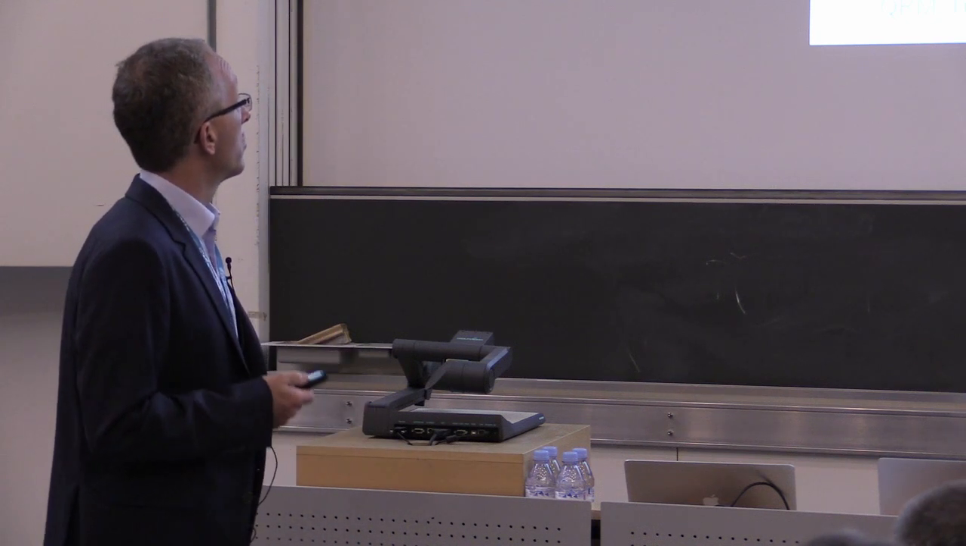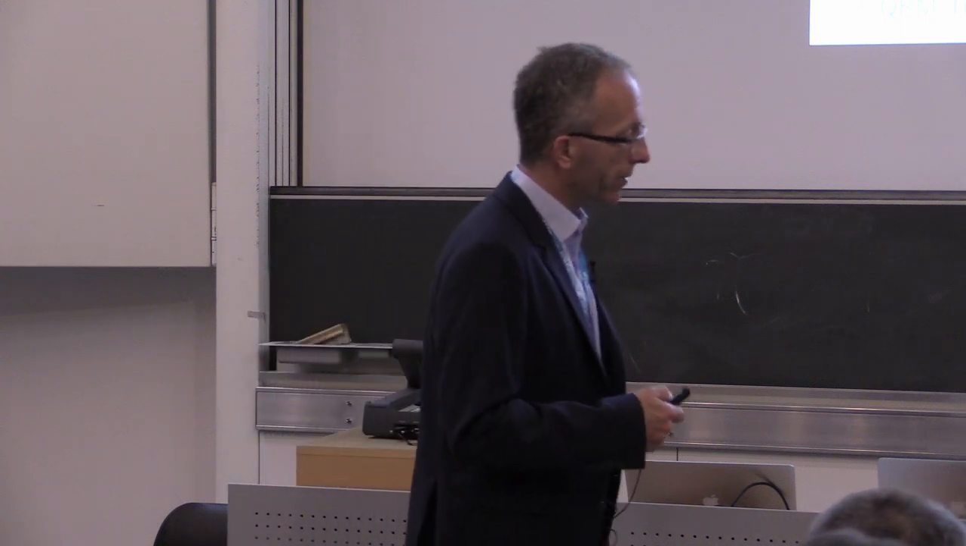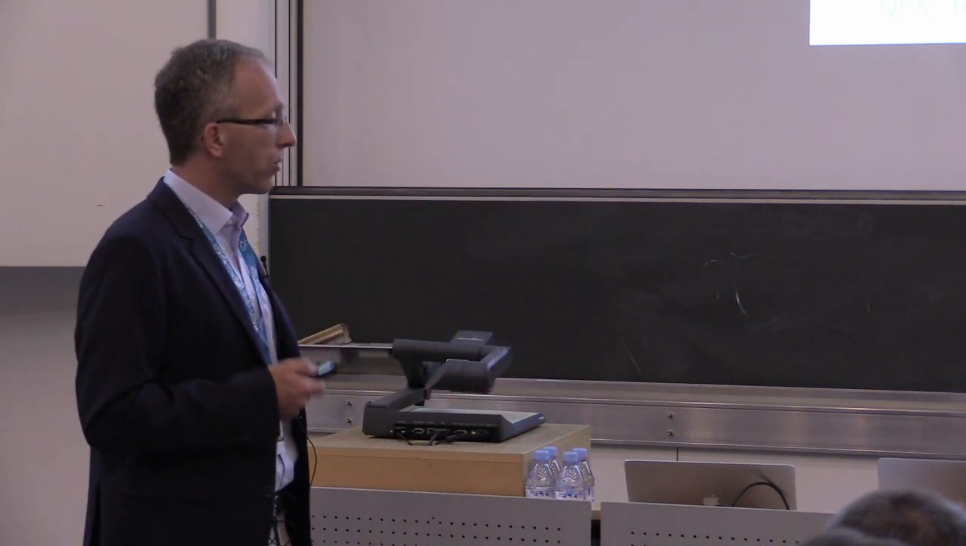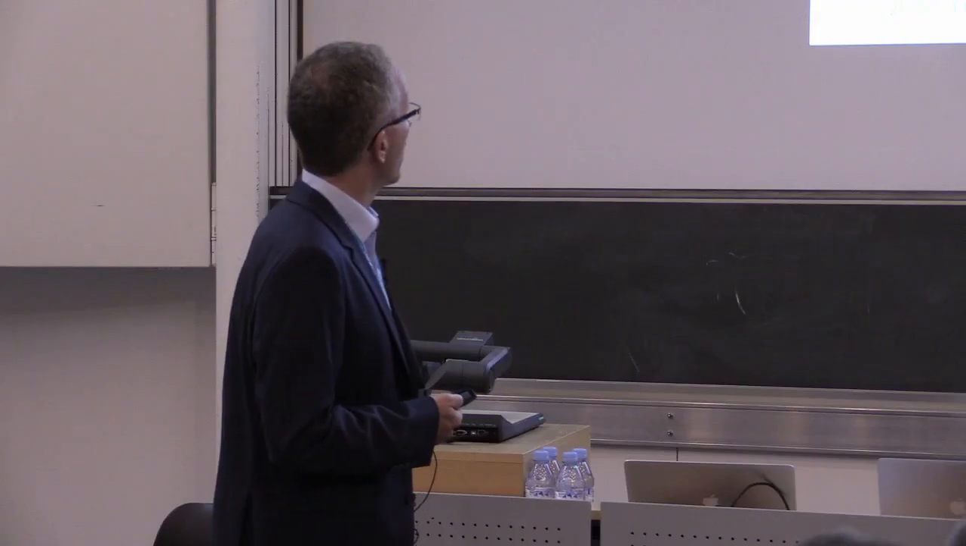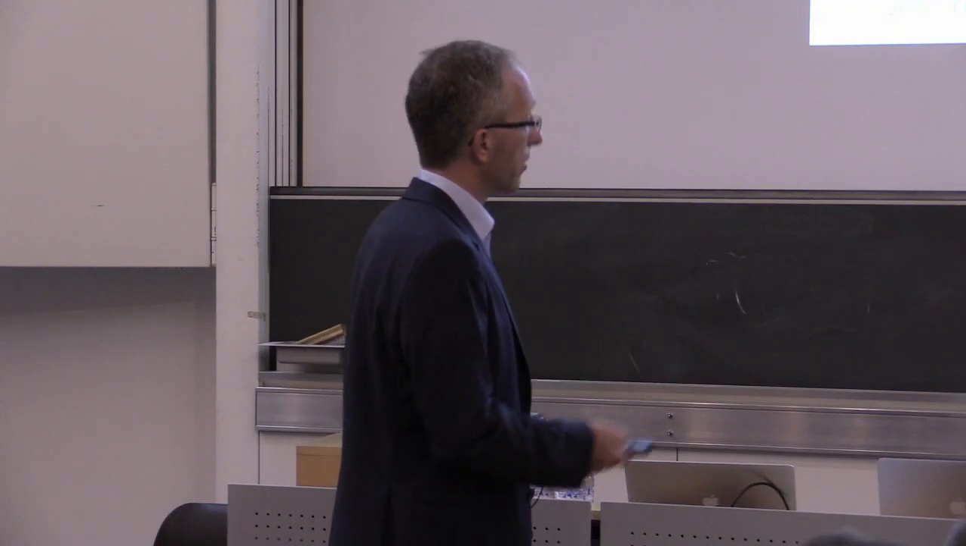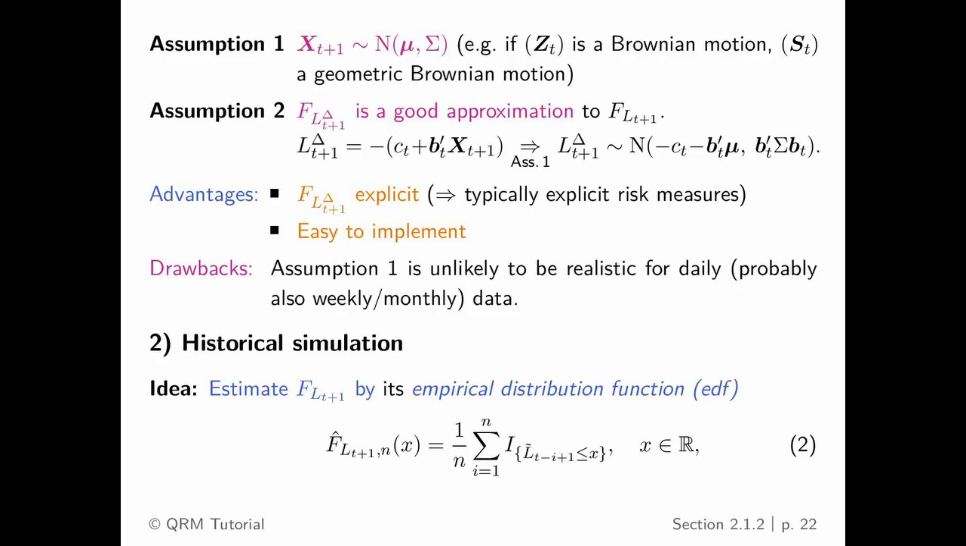And there are three broad methods to do that, and I go through them very quickly. We'll review them in detail on Wednesday morning when we discuss market risk. The idea of the analytic method, the old RiskMetrics approach and some extensions, is that you want to choose the mapping and the loss distribution so that you can determine explicitly the loss distribution. The prime example is the variance-covariance method of the RiskMetrics group. The idea is that risk factor changes are normally distributed. That is, of course, very much from the financial world. So the idea is that maybe the stock price follows a geometric Brownian motion as in the Black-Scholes model. Then log returns are multivariate normally distributed.